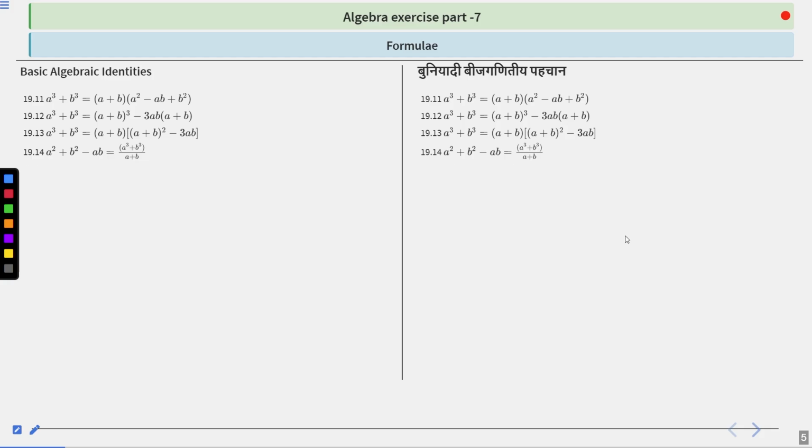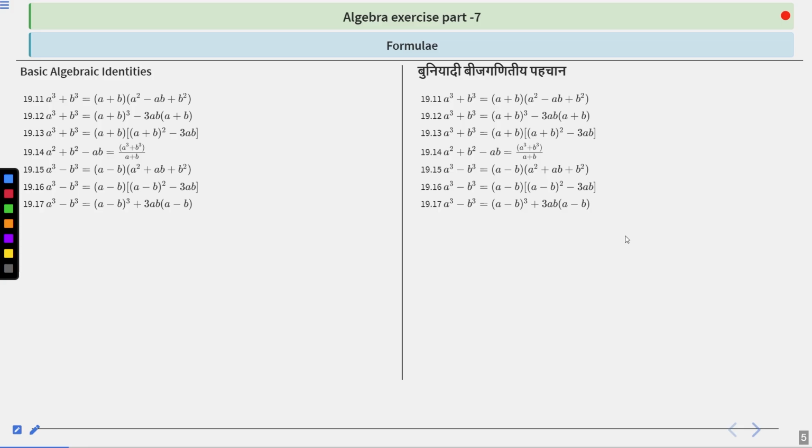Then we have a cube minus b cube is equal to a minus b into a square plus ab plus b square. Then we have a cube minus b cube is equal to a minus b into a minus b's whole square minus 3ab. Then we have a cube minus b cube is equal to a minus b's whole cube plus 3ab into a minus b. Next formula is a square plus b square plus ab is equal to a cube minus b cube upon a minus b.